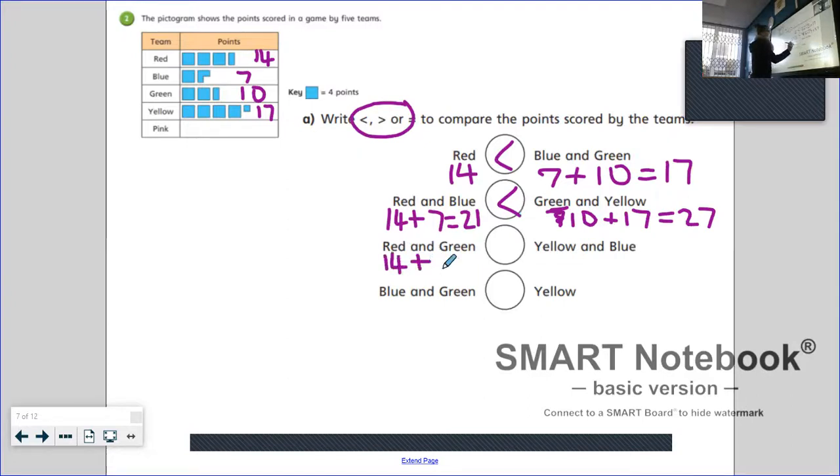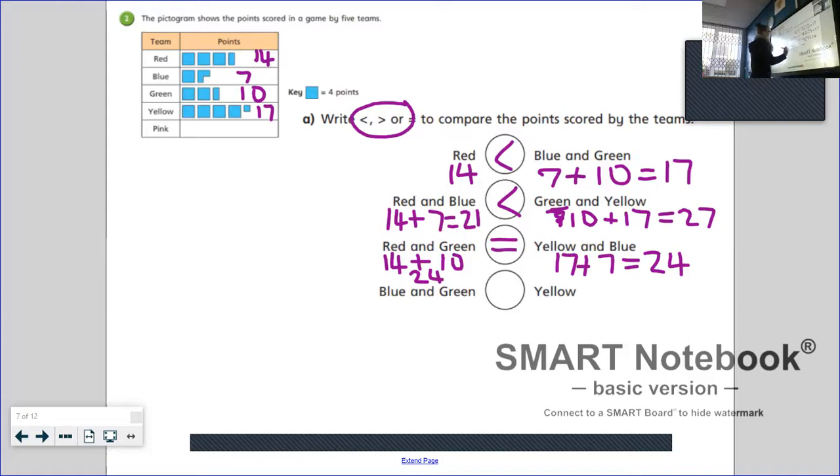And green is 10. So what have I got there? I've got 24. And yellow and blue, I've got 17 add 7. 17 add 7, guys, is 24. Ooh, what symbol would go between those? Well, they are the same. They are equal to each other.